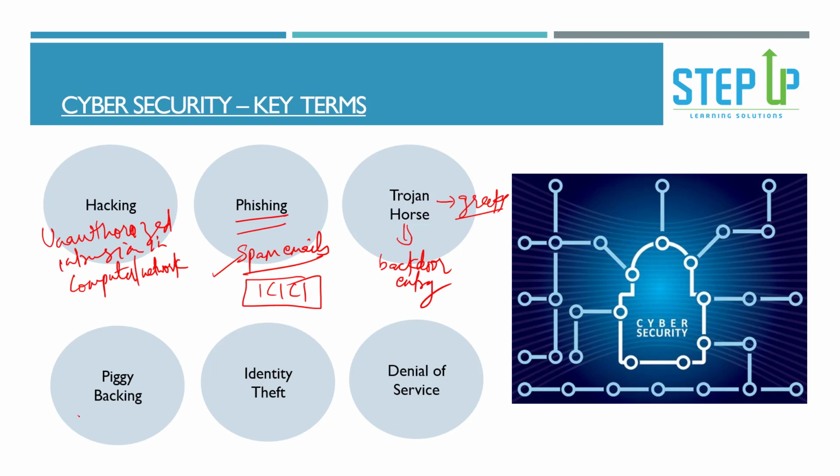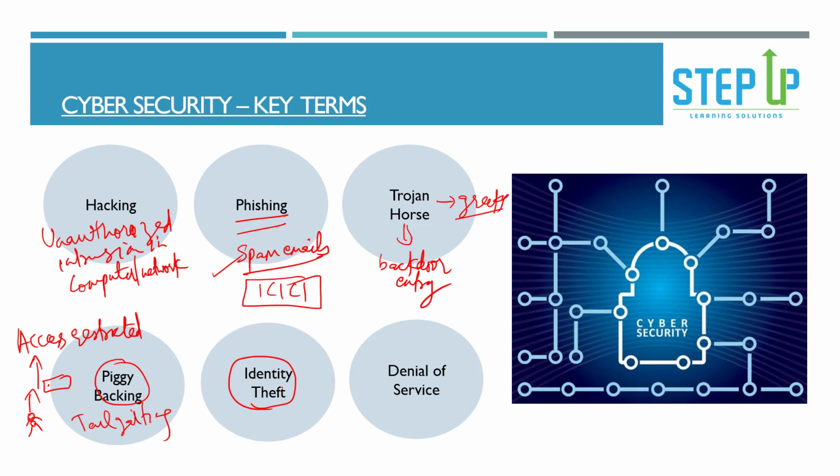Now piggybacking is a similar concept to tailgating. Let's say there is an access restricted area, and in the physical world I swipe my badge and enter the gate, but somebody else also follows and enters without swiping his badge. So that is piggybacking. Similarly, you can understand the same concept in computers also.